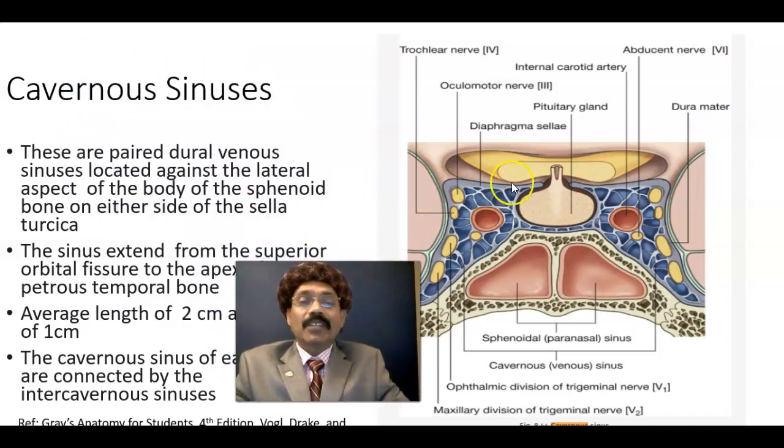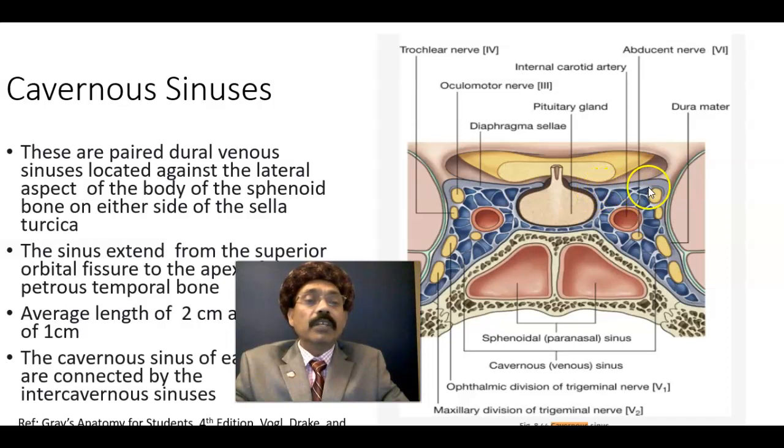Today I will discuss the anatomy of the cavernous sinus. The cavernous sinuses are paired dural venous sinuses. They are present by the side of the body of the sphenoid bone. The sinus extends from the superior orbital fissure anteriorly to the apex of the petrous temporal bone posteriorly. Average length is 2 centimeters and the width is 1 centimeter.